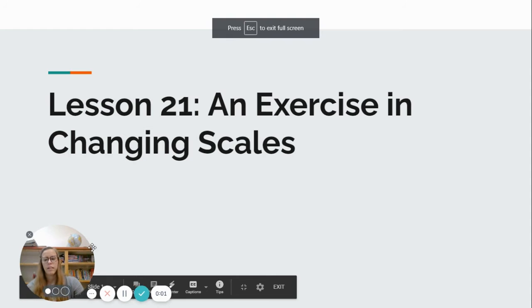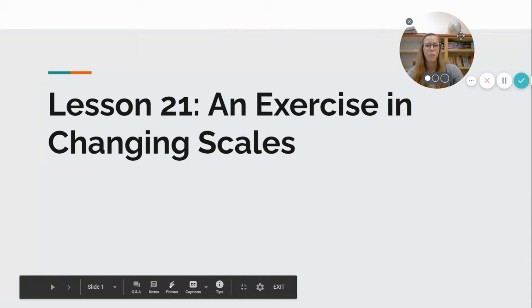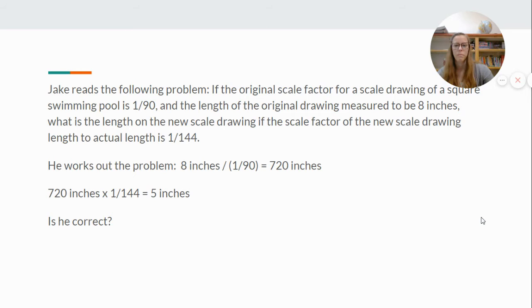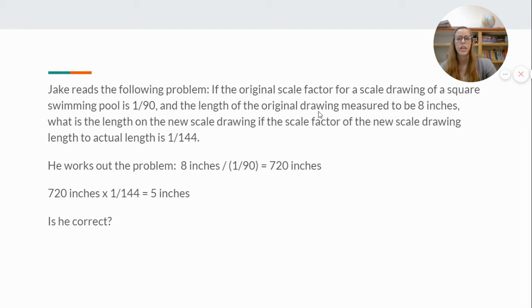We are moving on. We're actually going to skip lesson 20, so we're going right to 21, which is an exercise in changing scales. So we have Jake. He reads the following problem.